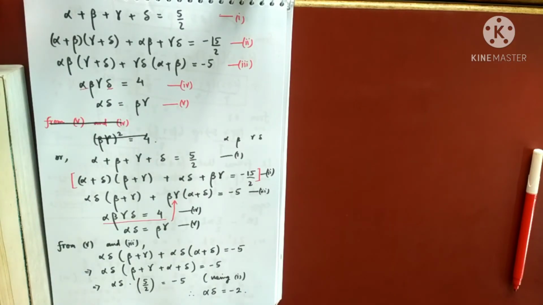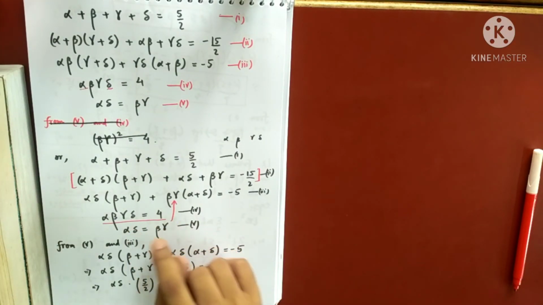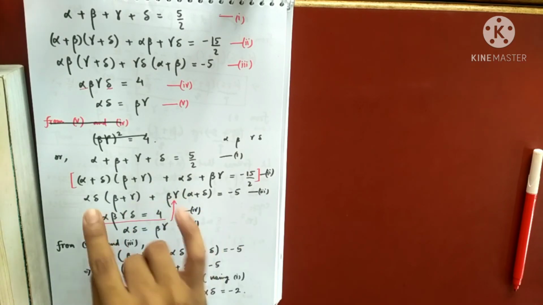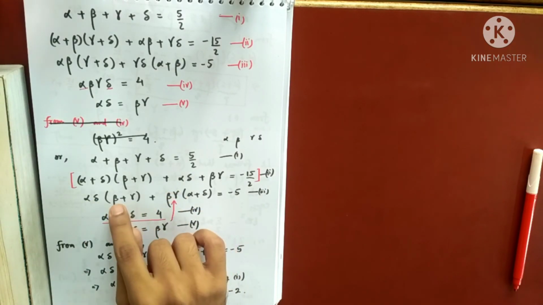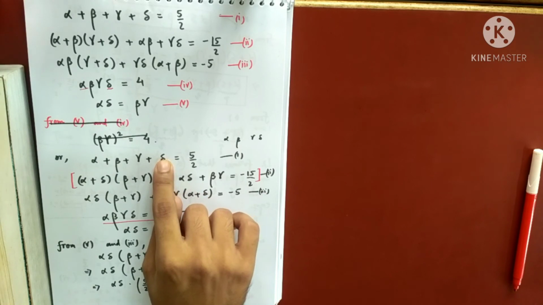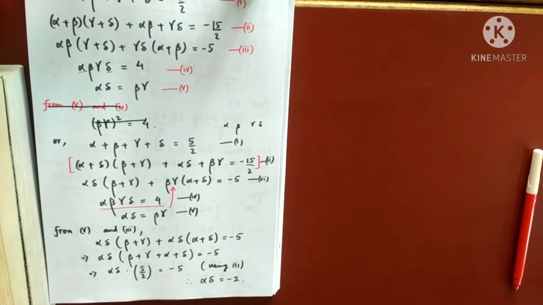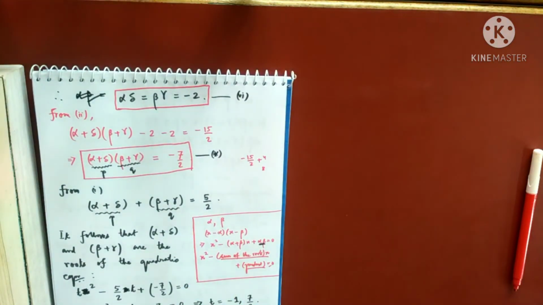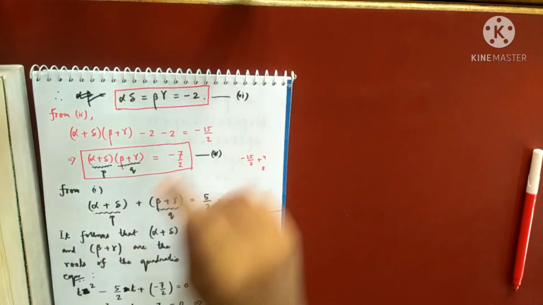Now the first thing that I can note, alpha delta is the same as beta gamma. Replace the value of beta gamma here. Take alpha delta common. I'll remain with alpha plus beta plus gamma plus delta, which is 5 by 2. Hence I have got the value of alpha delta, and once I have it, I can also find the value of beta gamma.